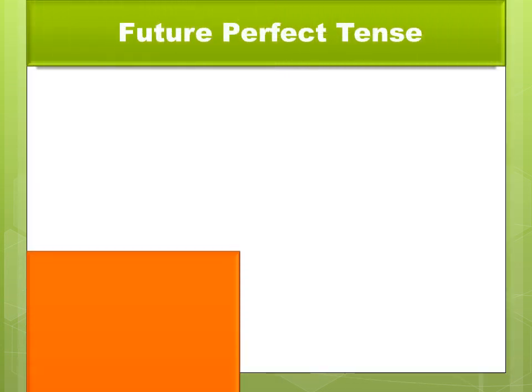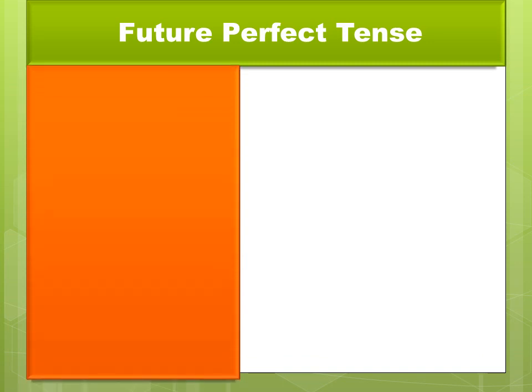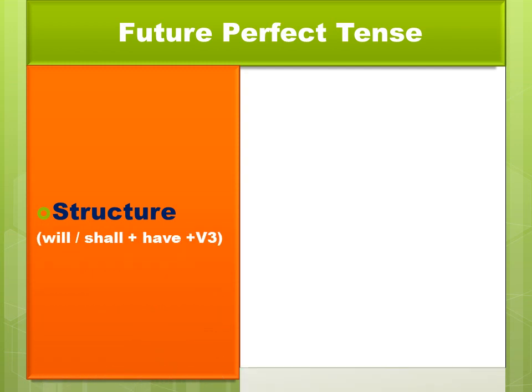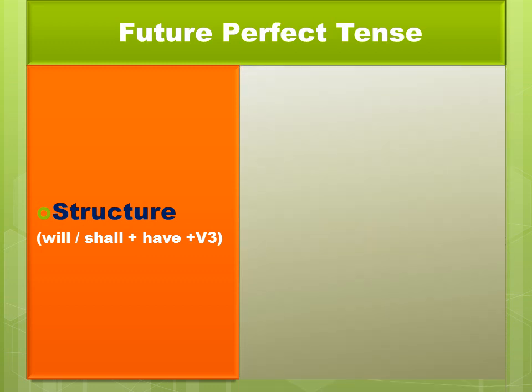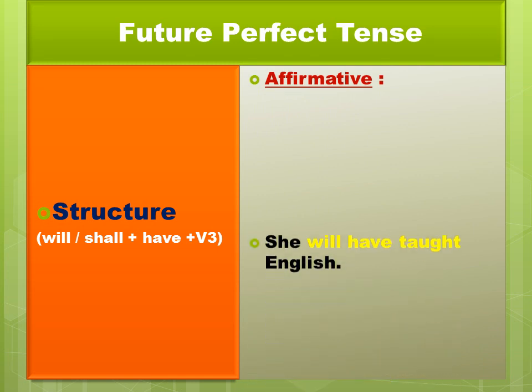Now let's know about future perfect tense. The future perfect tense indicates that an action will have been completed at some point in the future. The structure for future perfect tense is will or shall plus have plus V3. Now let's learn how to frame an affirmative statement.